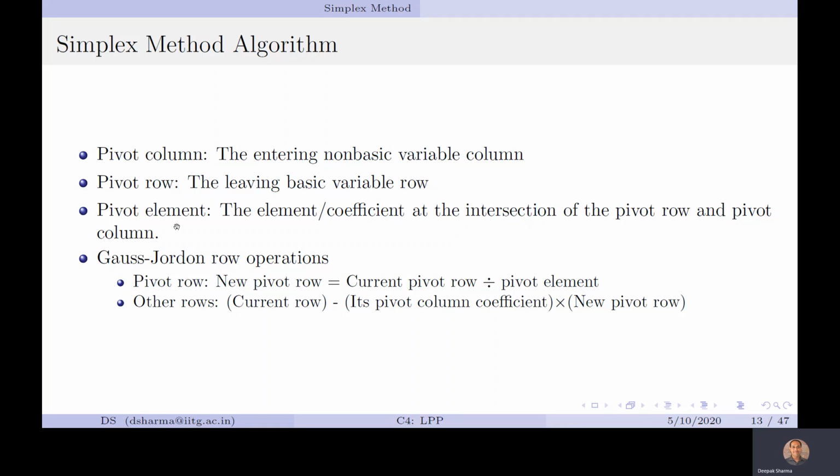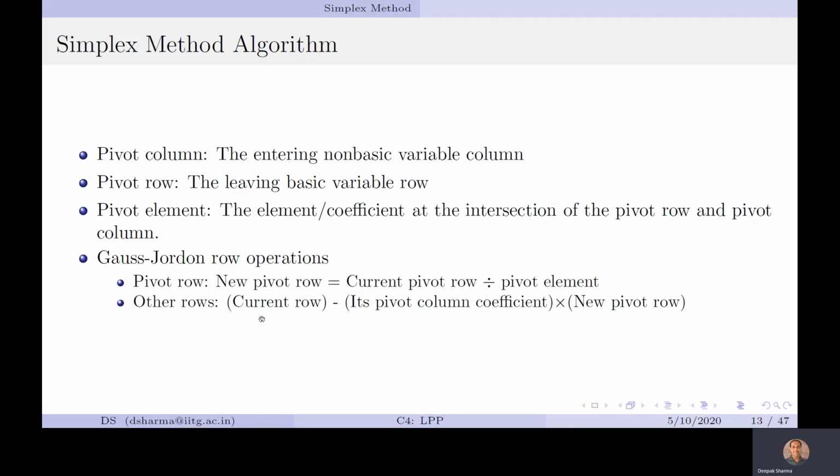the pivot element. It has a role. Why? Because when we are converting the non-basic to basic and basic to non-basic, we have to change our simplex table. So the coefficients in the table should change accordingly. The Gauss-Jordan row operation says that the first operation we have to perform is for the pivot row. The new pivot row equals the current row divided by the pivot element. Now you can see the pivot row and pivot element have come into the picture.